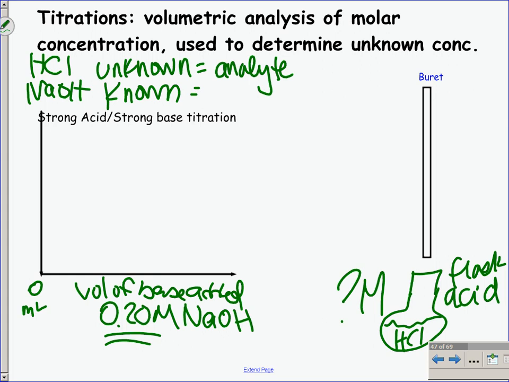I don't know why we have to have 3 names for everything, but in this case, unknown being analyte is an alternate term. Known and standard are also equivalent. Also sometimes titrant, but we'll get there shortly.